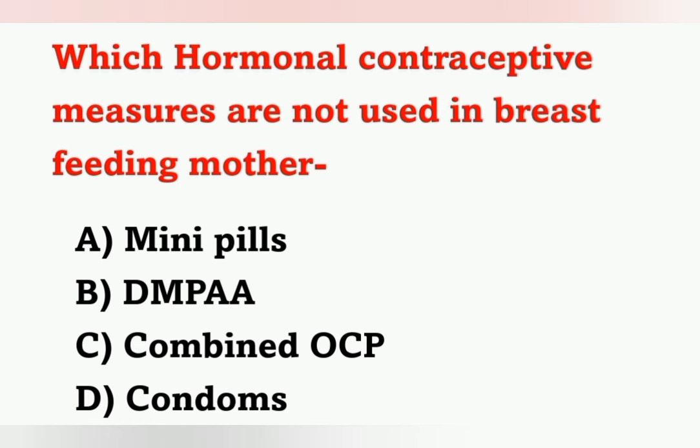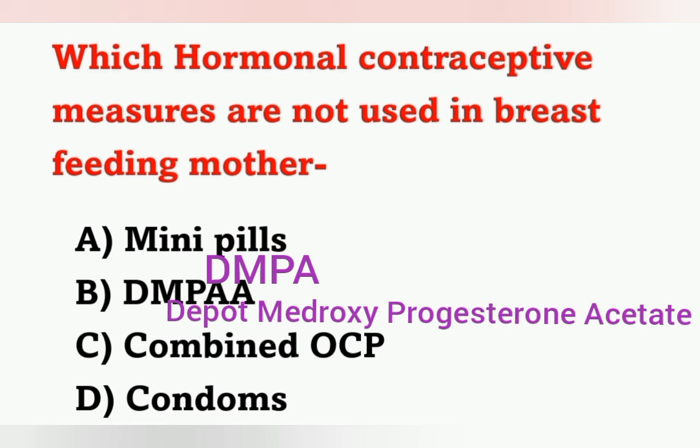Which hormonal contraceptive measure is not used in a breastfeeding mother? Option A, mini pills. Option B, DMPA. Option C, combined OCP. Option D, condoms. Among these options, which contraceptive measure is not used in a breastfeeding mother?